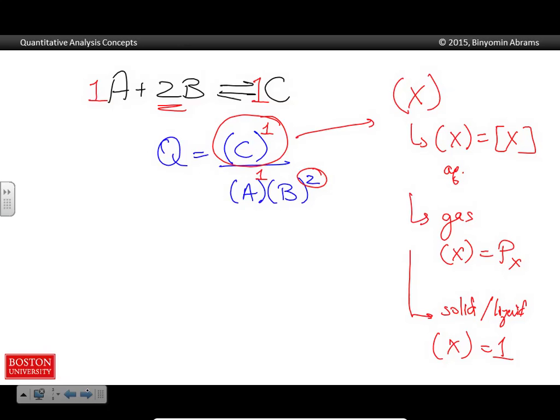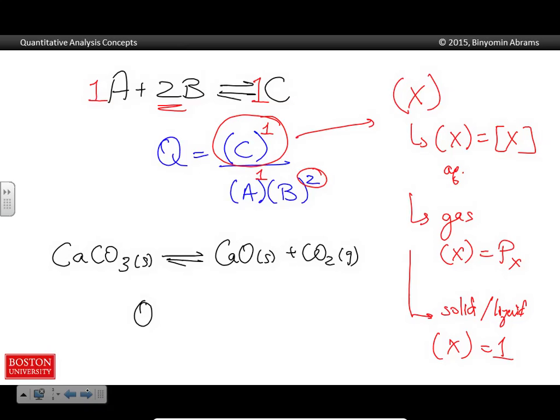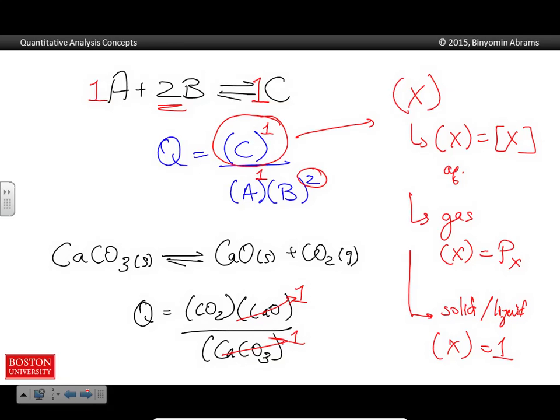So let's give an example. Calcium carbonate solid in equilibrium with calcium oxide solid and CO2 gas. We would write the expression for the equilibrium quotient as the activity of CO2 times the activity of calcium oxide over the activity of calcium carbonate. Now these are both 1 because they're solids, and the activity of CO2 can just be the pressure of carbon dioxide.